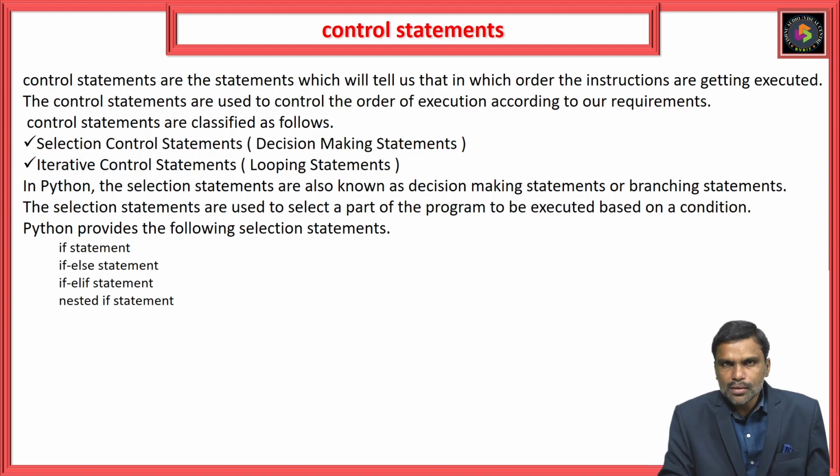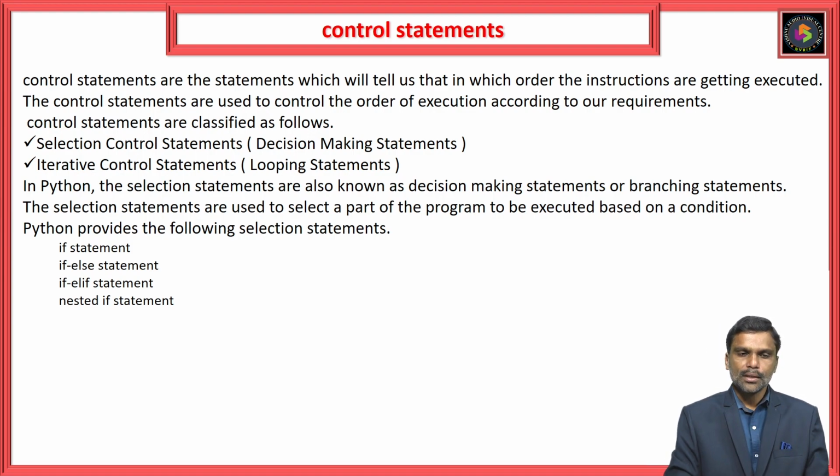These are called control structures or control statements. Then, what is a control structure? Control statements are the statements which tell us in which order the instructions are getting executed. So control statements are used to control the order of execution according to our requirement.